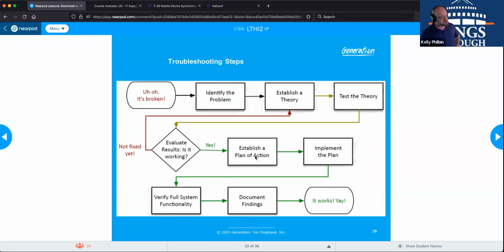Stepping into establish a plan of action. And then after we've established that plan of action, implement the plan. Remember, these two are both the same step. After we've done our fix, verify the system is fully functional, and then document our findings.